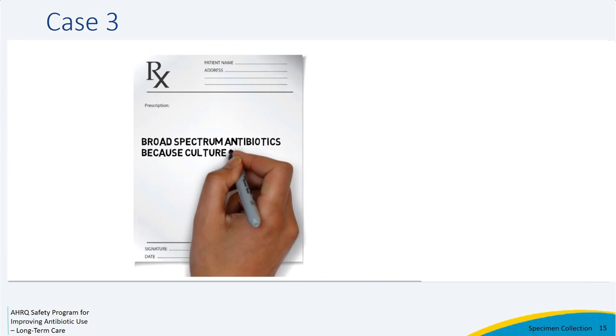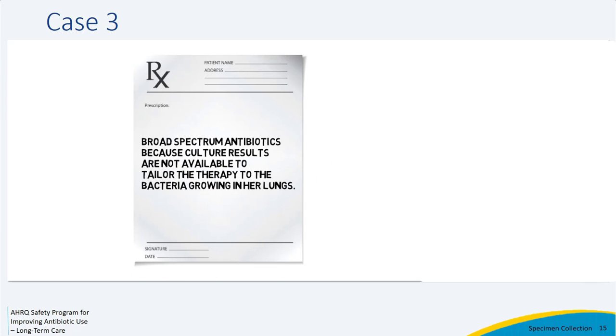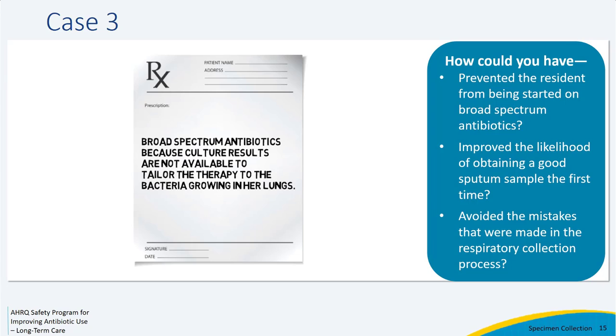She was started on broad-spectrum antibiotics because culture results are not available to tailor the therapy to the bacteria growing in her lungs. Let's consider how you could have prevented this from happening and improved the likelihood of obtaining a good sputum sample the first time.